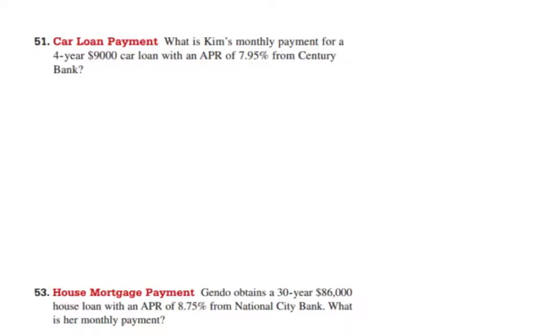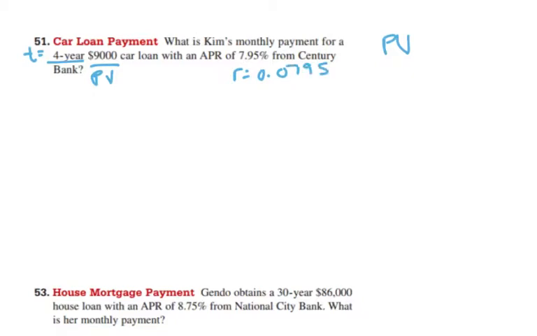Alright, our last few here. What is Kim's monthly payment for a 4-year $9,000 car loan with an APR of 7.95 from Century Bank? So, this is the one where we have money, so they're giving us $9,000 right now in order to pay for the car, and so this is going to be the present value. So it says there's a 4-year loan at $9,000, so T is 4, 9,000 is the present value, and then our rate is going to be 0.0795.